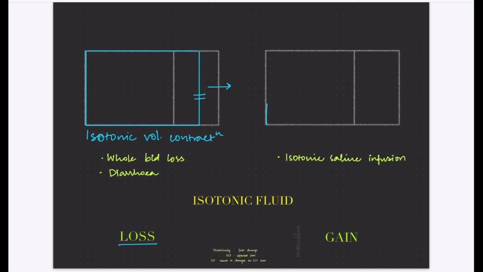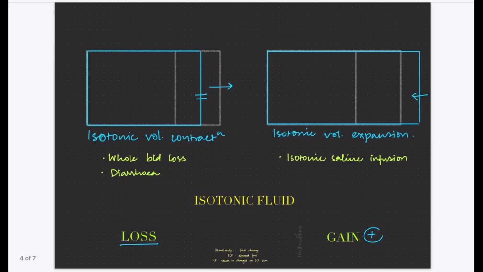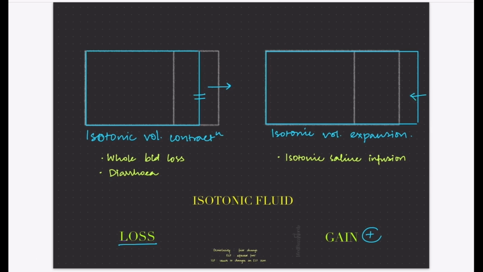Again, the height is going to remain the same, rule 1. Rule 2 was ECF is affected first. Since we are adding fluid here, the ECF is going to expand. So volume expansion is seen here. That would be called isotonic volume expansion. And same as the isotonic loss that we had seen, the third rule, since the ECF osmolarity is the same as normal, the ICF osmolarity is not going to change. So this is what happens when you add fluid to the ECF compartment, the isotonic volume is expanded.